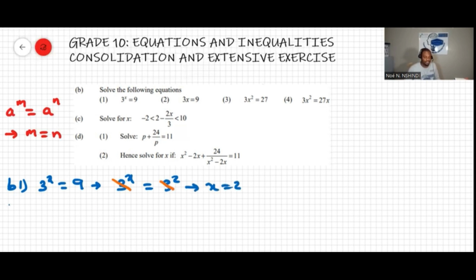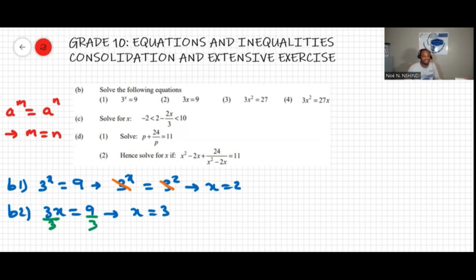Now, question B2, we have 3x equal 9. In this case, we can divide both sides by 3, to get rid of the coefficient there, and then that makes x equal to 3.